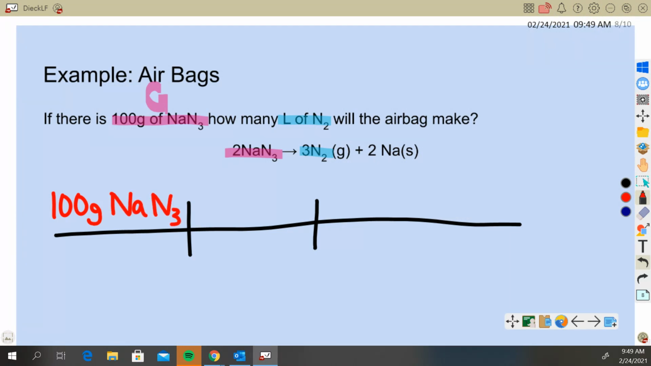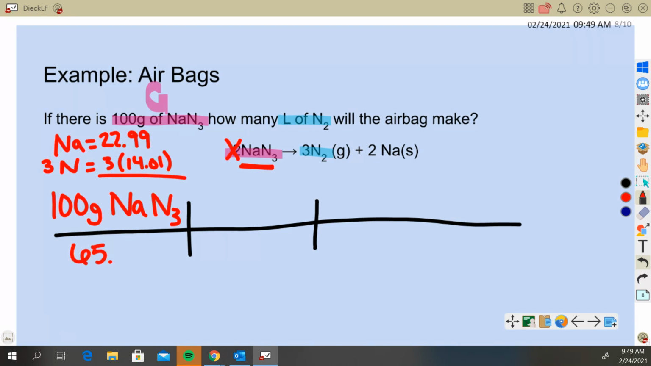We need to find the molar mass of NaN3. Something a lot of you were kind of forgetting about molar mass: molar mass is only for the compound. Molar mass does not care about the coefficient. We just care about the compound itself. So we have sodium and we have nitrogen, and we have 3 nitrogens. Sodium is 22.99. Nitrogen is 14.01. When we add those up, we end up getting 65.01 grams per mole. So that's the molar mass of NaN3.